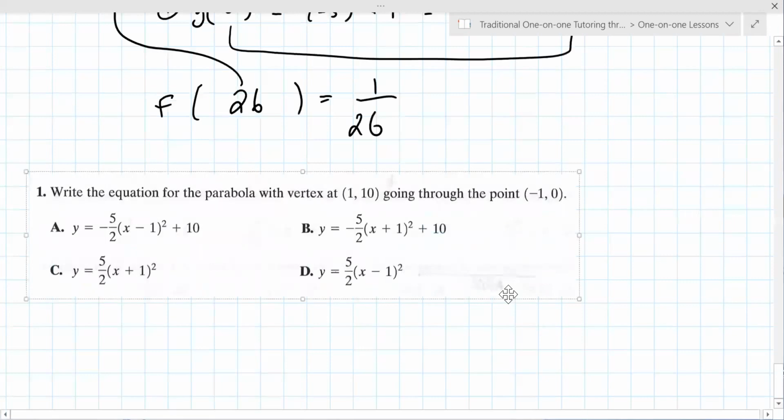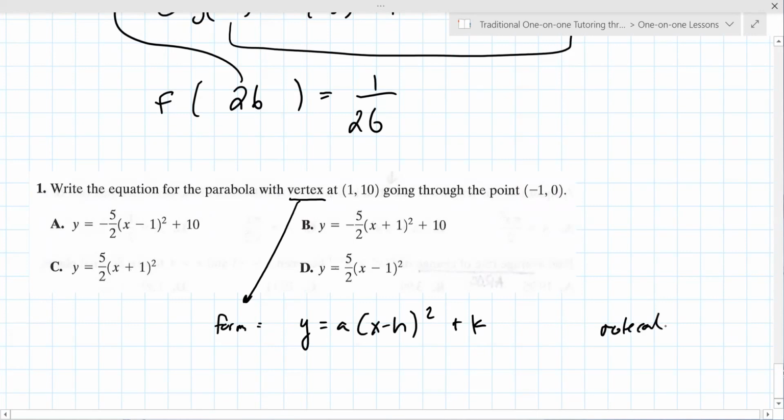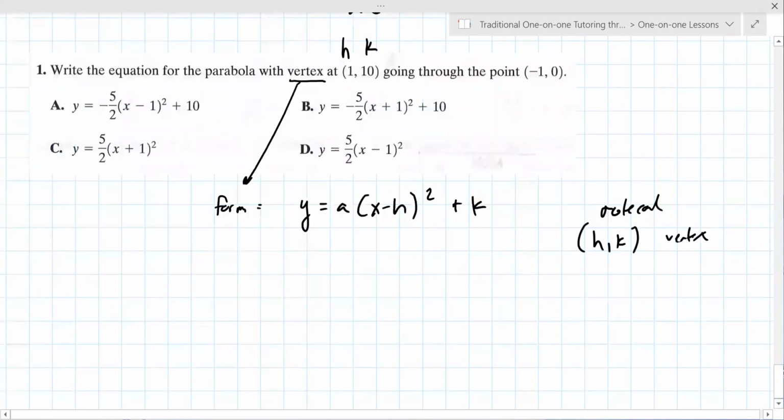All right, write the equation for the parabola with vertex at 1, 10 going through the point minus 1, 0. Whenever you're given the vertex, you want to use vertex form. Vertex form is y equals a times x minus h squared plus k. That's like a note card, probably. H comma k is your vertex. So h is 1 and k is 10. To find a, you need an x and a y. There's your x and your y.